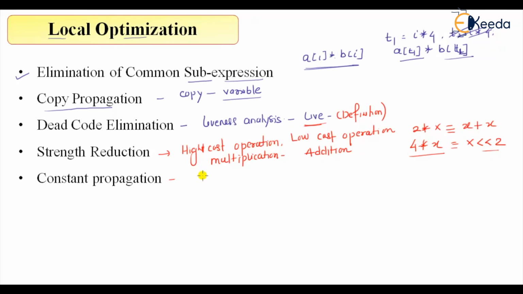Constant propagation is, suppose the expression t1 calculates 4 multiplied by 5, and here 4 multiplied by 5 is part of an expression that I'm calculating. Rather than calculating this expression value, I can directly say t1 is equal to 20, and every place where t1 is present we can propagate that constant.